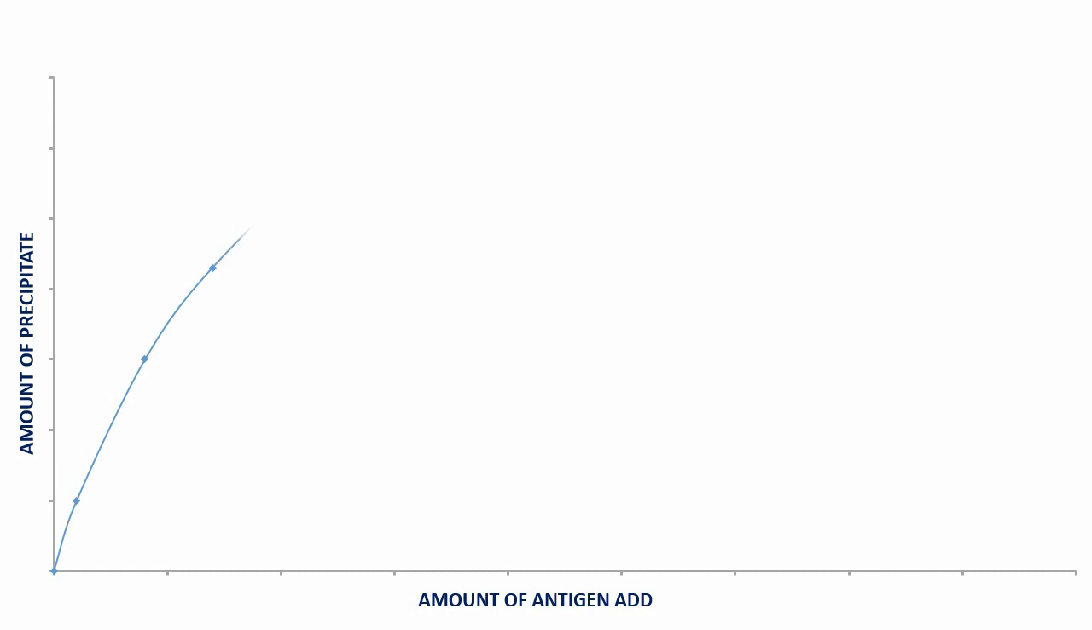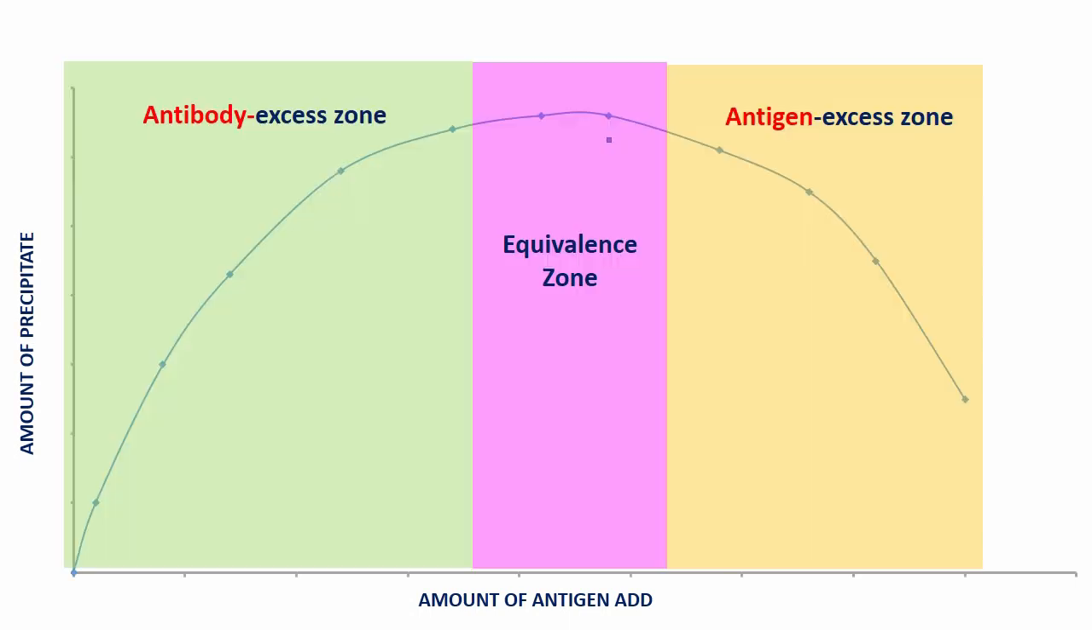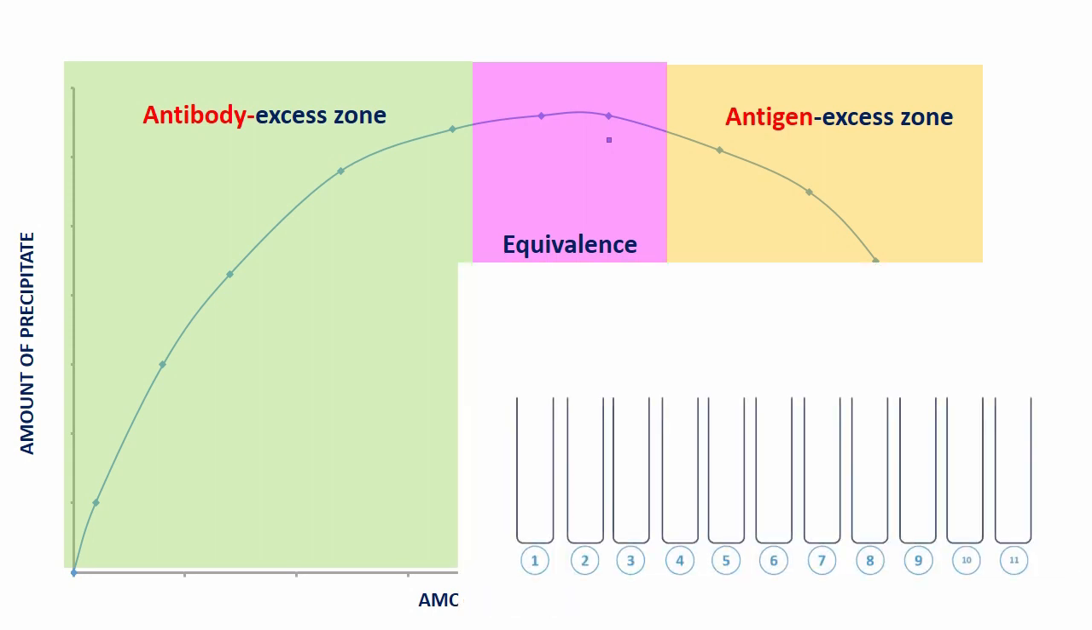See, there are three zones in a precipitin curve. Let's discuss these zones one by one. Now look at the animation and compare the precipitin curve with the tube series which were used in this method. Okay, our first zone is the antibody excess zone. So look at our first 5 tubes. Already these 5 tubes had the same amount of antibodies.